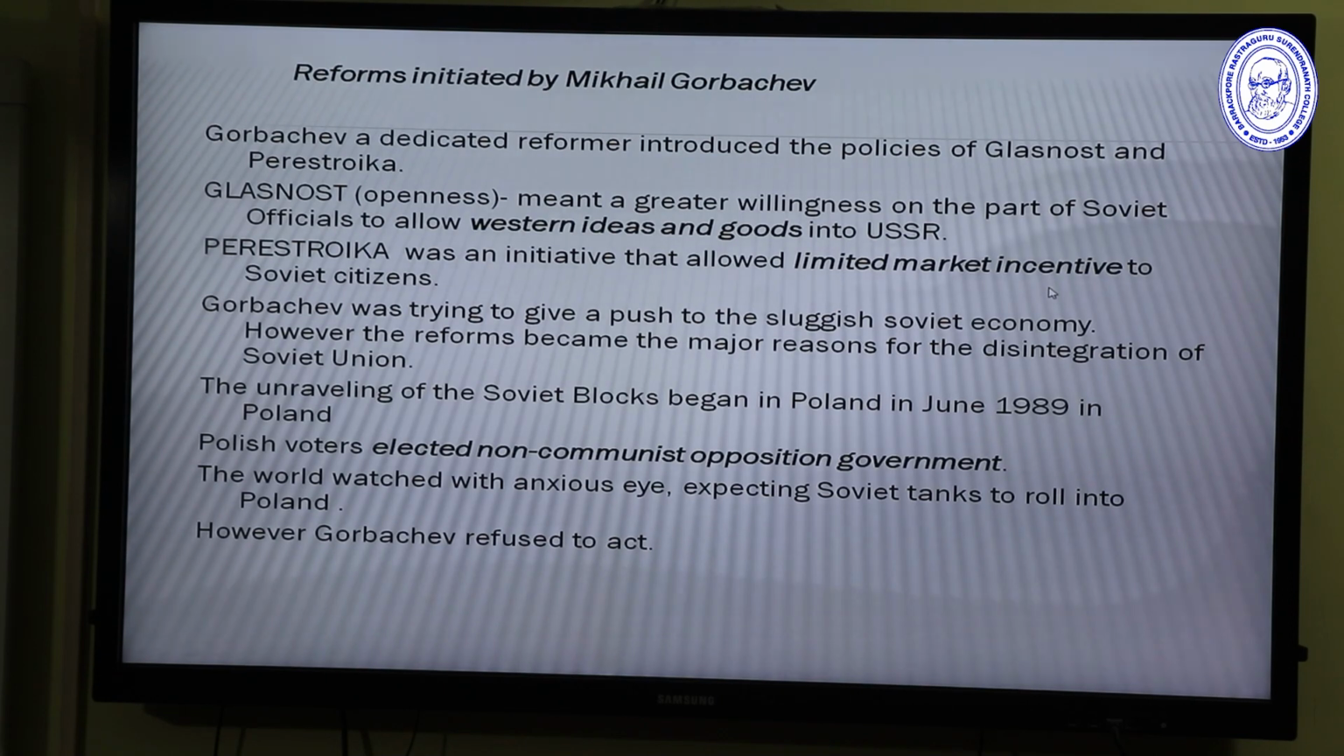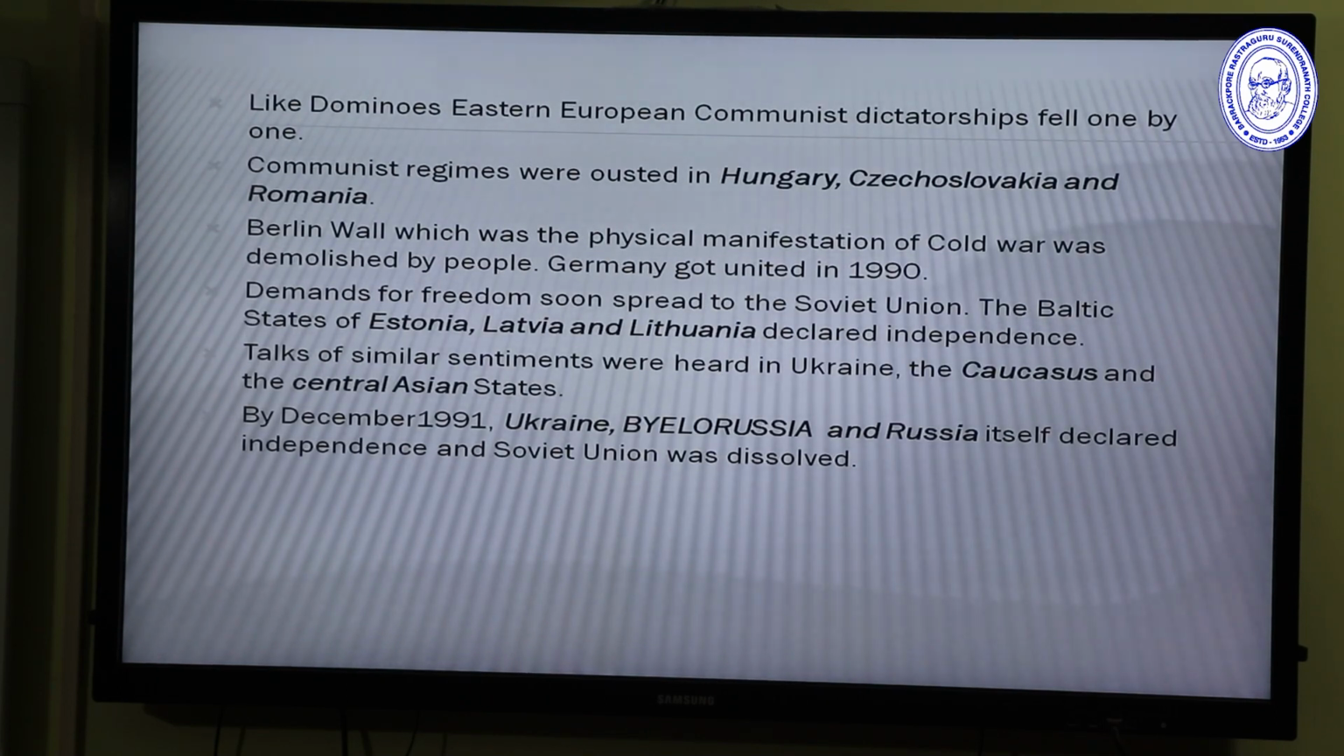I already said he was liberal. He said, no, I'm not going to interfere in the internal affairs of Poland. So no tanks were rolled, no interference from the Soviet Union. After that, like dominoes, like a house of cards, Eastern European communist dictators fell one by one. Communist regimes were ousted in Hungary, Czechoslovakia and Romania.